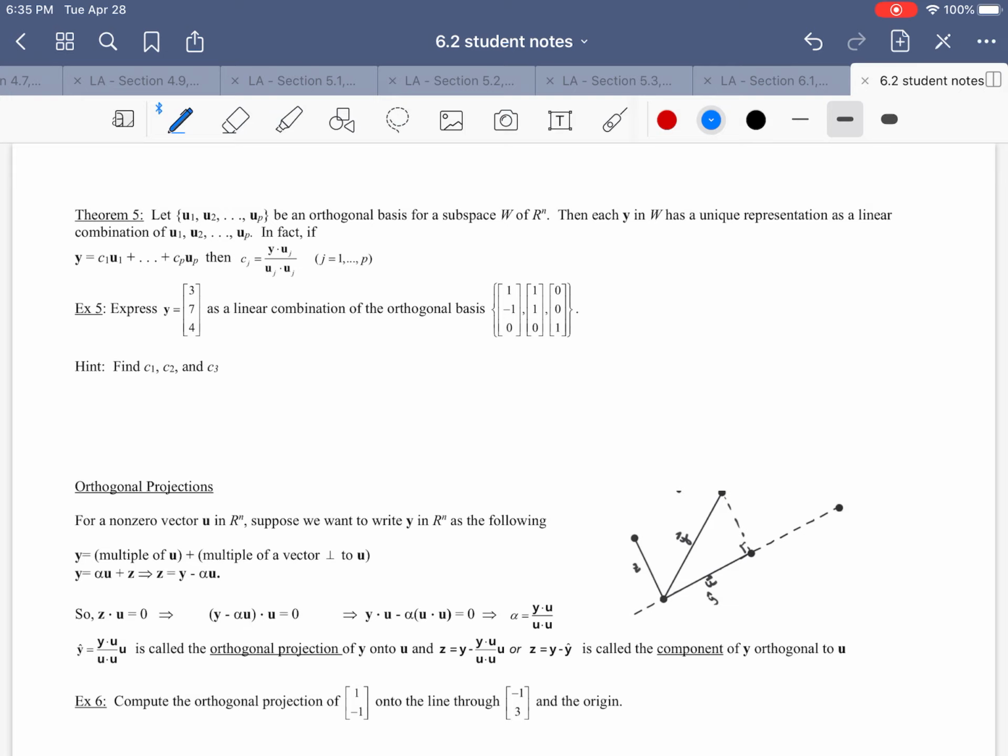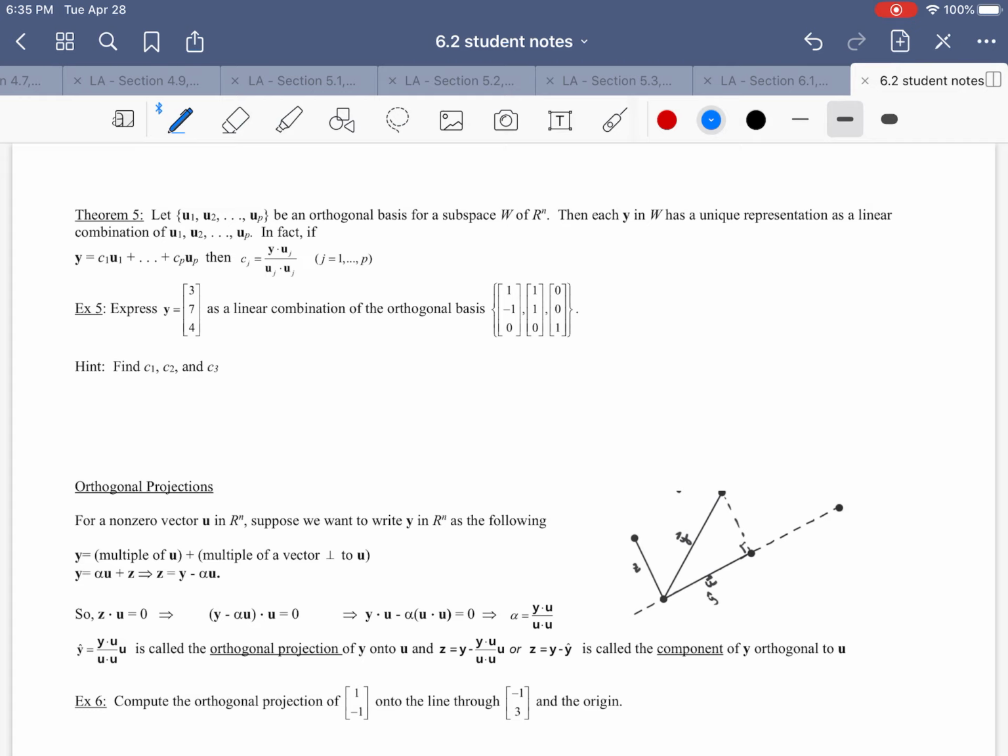Now we're getting into some stuff that's going to be a little bit strange, but if you follow along, it's not that hard. It's just a little bit kind of weird. All right. So anyway, theorem 5. If you have an orthogonal basis for a subspace, then each y in that subspace has a unique representation as a linear combination of those vectors.